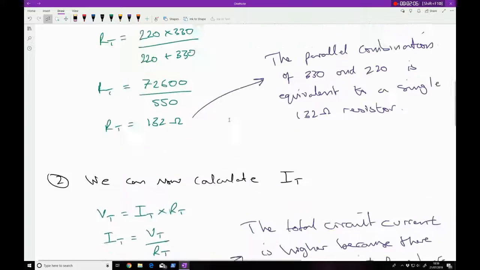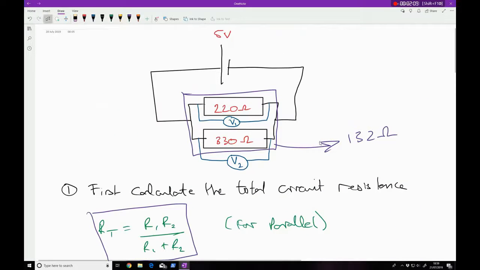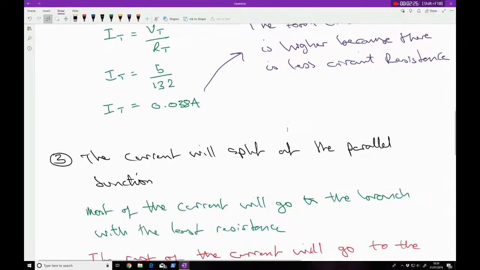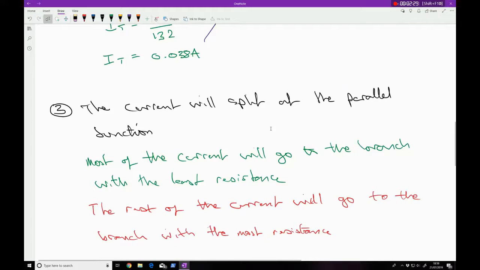So being that we now know all these values, we have to accept the fact that the current will split at the parallel junction. So Kirchhoff's first law says that at a junction, if I have I1, in one path I have I2, and in another path I have I3, then I2 plus I3 equals I1. Now the magnitudes of I2 and I3 depend on the resistances in the respective branches. So most of the current will go in the branch with the least resistance. The branch with the least resistance will take more of the share of current. The branch with the most resistance will take the least share of the total current.